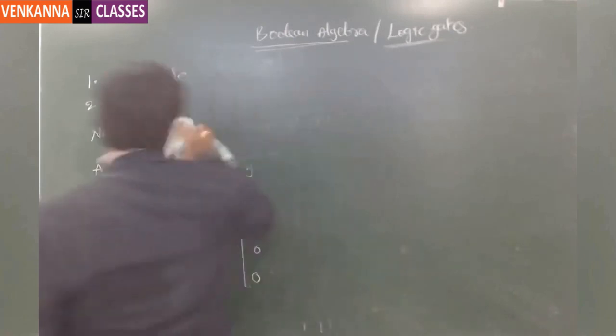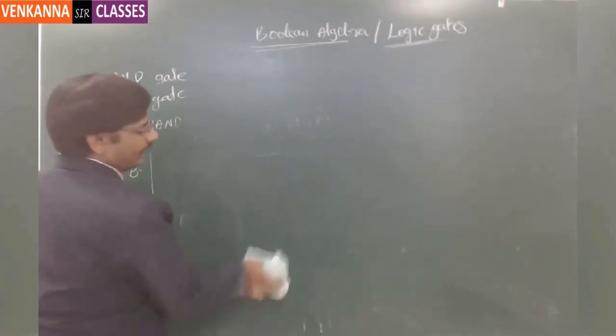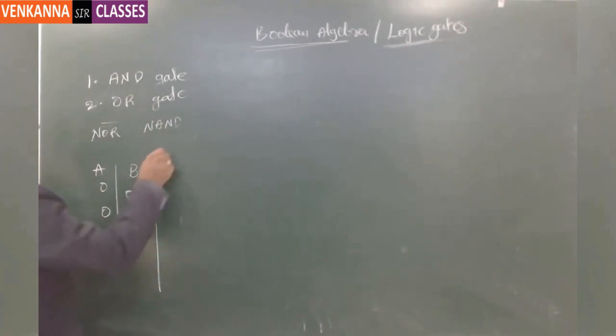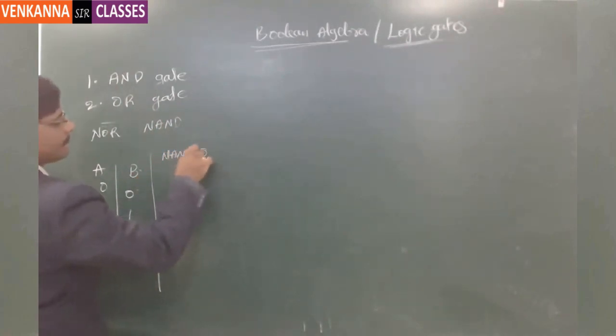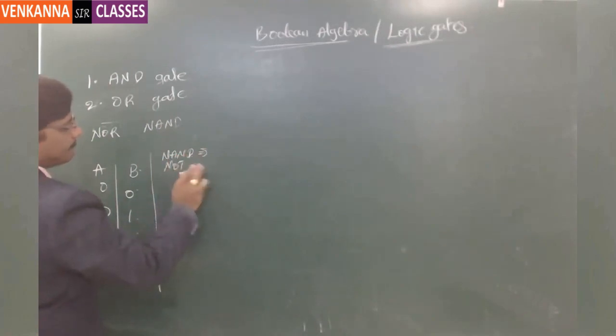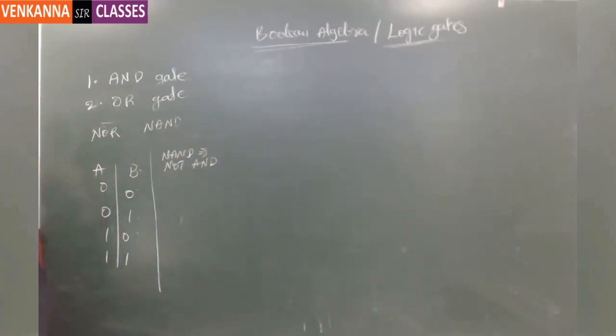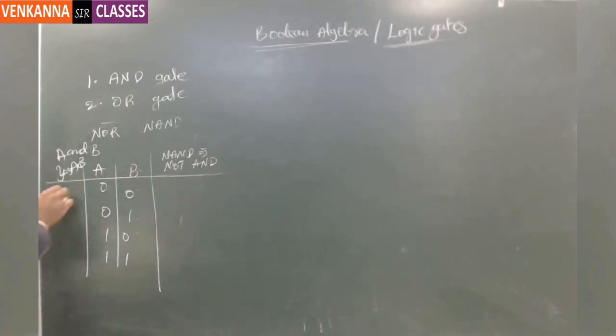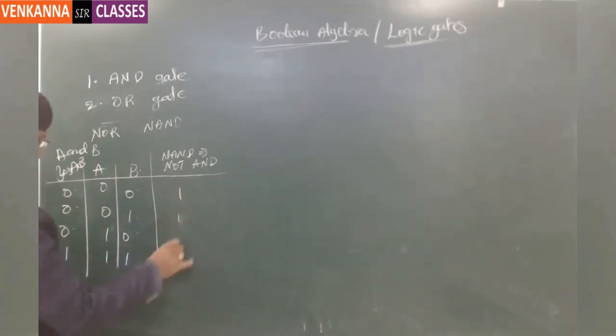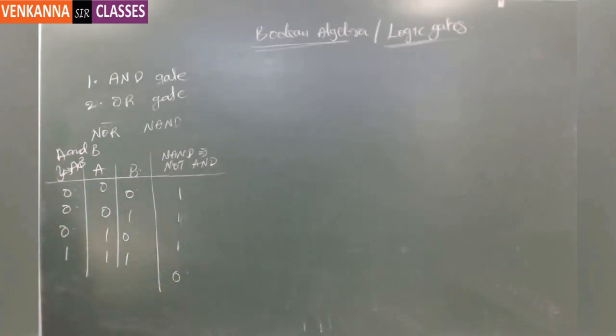Then next is the NAND gate. NAND meaning not AND. So this is the NAND meaning. Now, if you write the output, here I will write Y is equal to A dot B, which is the AND, A and B. Then this is 0, this is 0, this is 0 and this is 1. And not of this is 1, 1, 1 and 0. So this is the NAND gate.